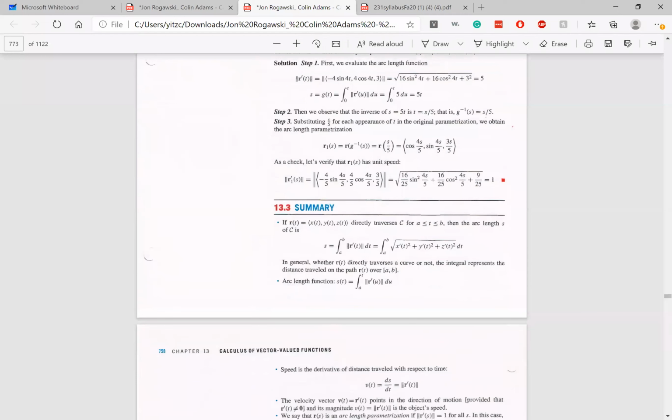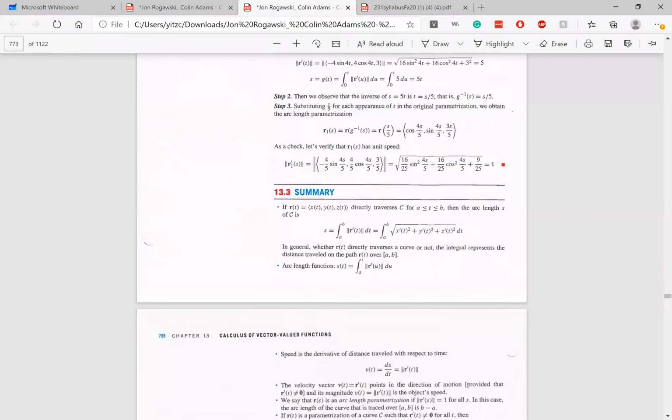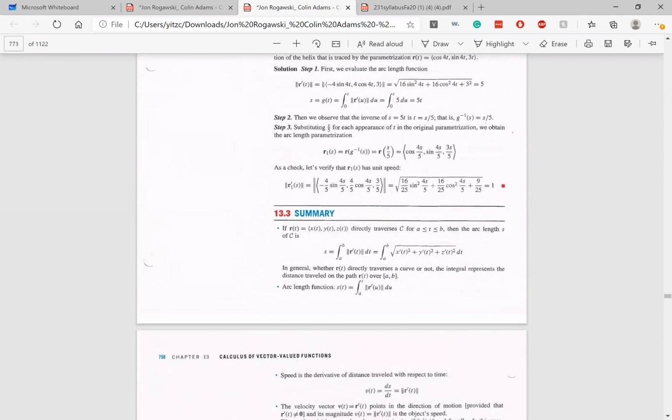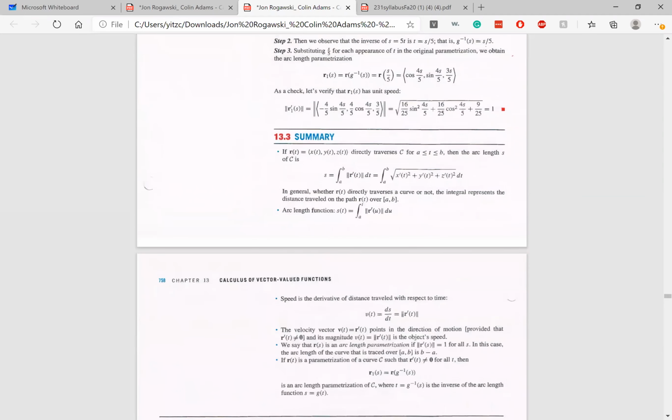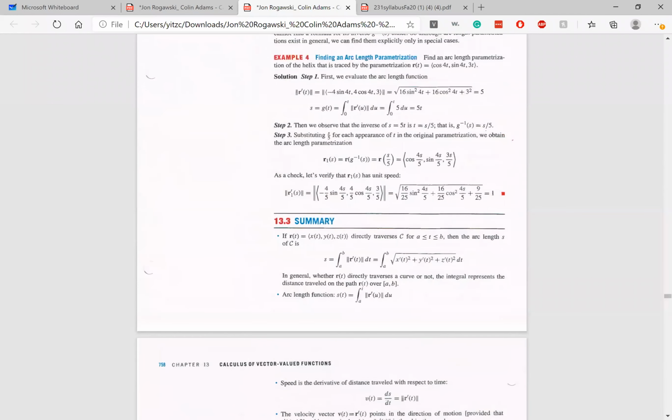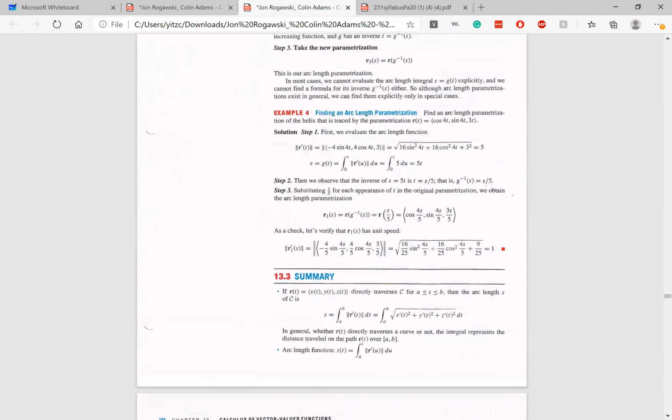So in summary, in order to find the arc length from A to B, we're going to use this formula. And in order to find the speed, we will take the magnitude of r prime. And we can always reparameterize the curve so that the speed is always 1. And we do this by finding the arc length function from 0 to t. So that would be this, from 0 to t of this, and then we solve for t. So we take g inverse, we solve for t, and that will give us our solution.